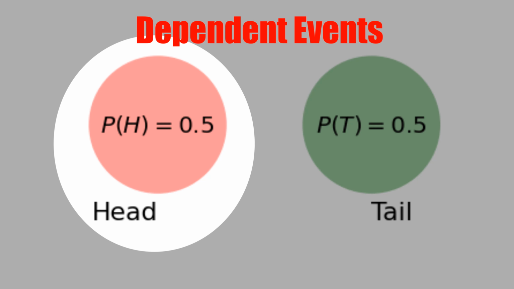And why? If you know that the event head occurred, you know automatically that tail didn't occur. Therefore, knowledge of one event helps you to understand the other event. And this is the concept of dependence.